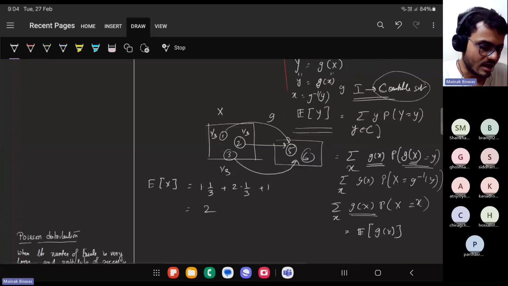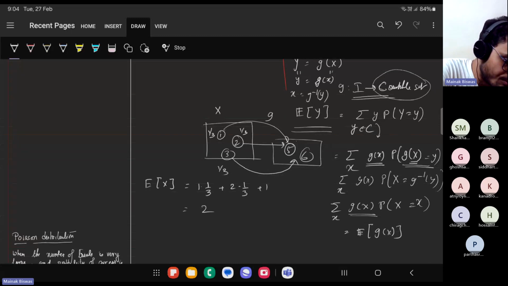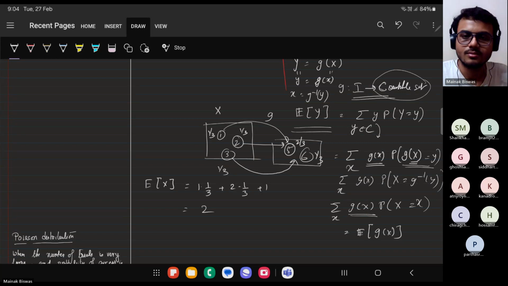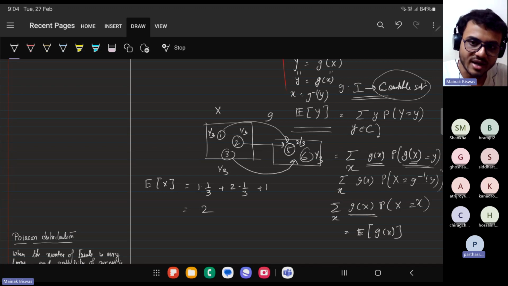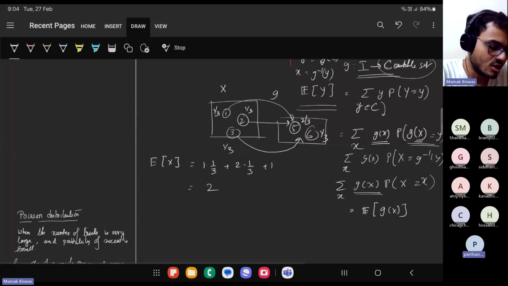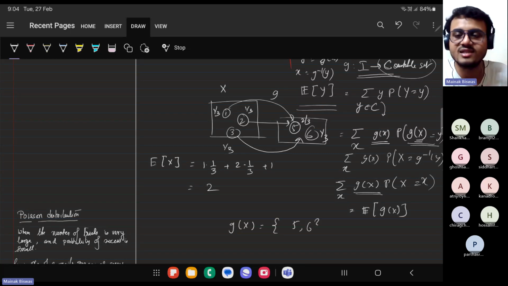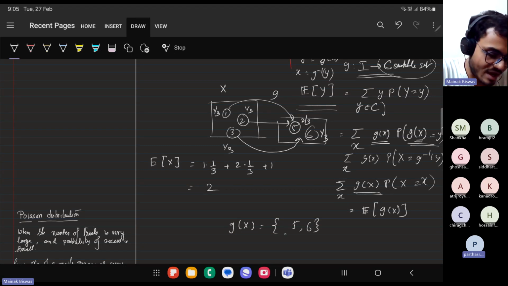Yes. Now, do you agree that if G is a deterministic function, P of 5 will be 2 by 3 and 6 will be 1 by 3? Yes or no? Yes. Why it is the case? I'll show you now. So G of X can take values of 5 and 6. This is how you must write examples to convince yourselves. Then you will understand totally. So g of x is means 5.